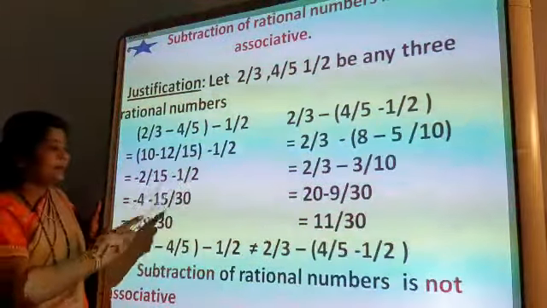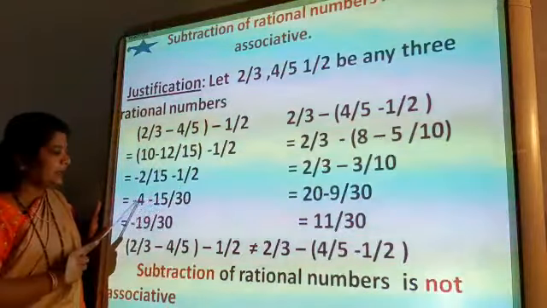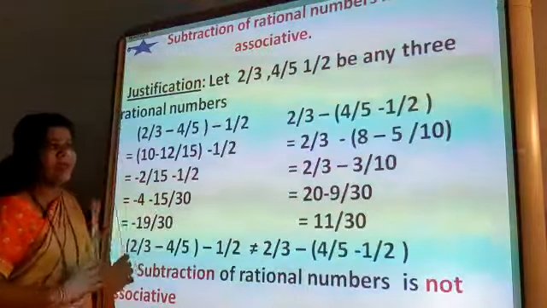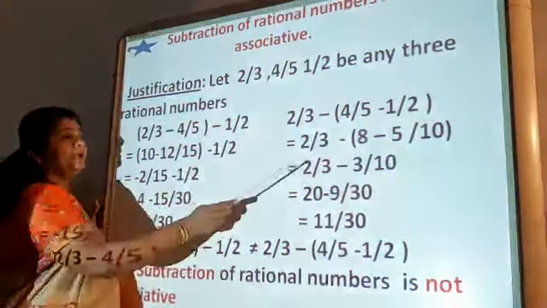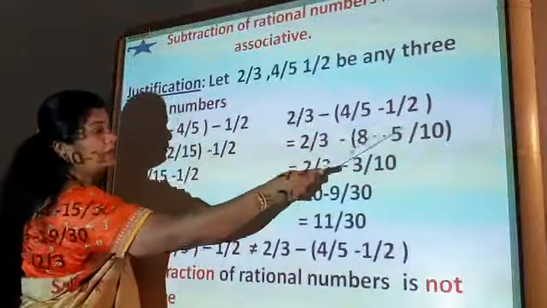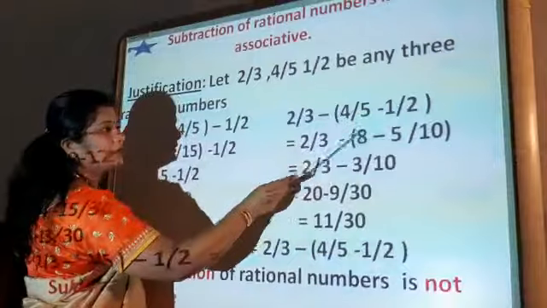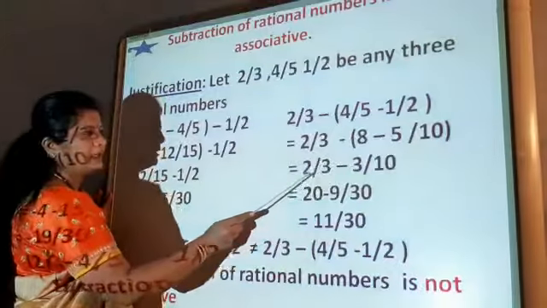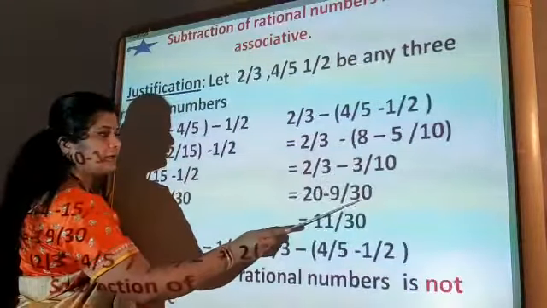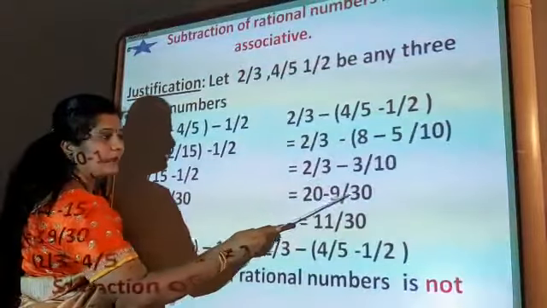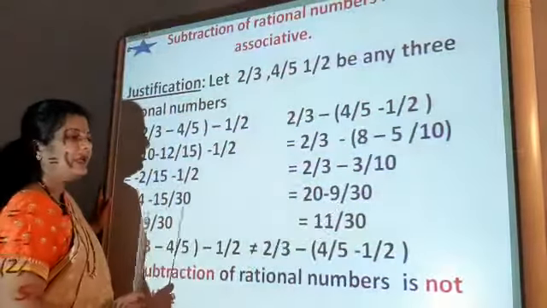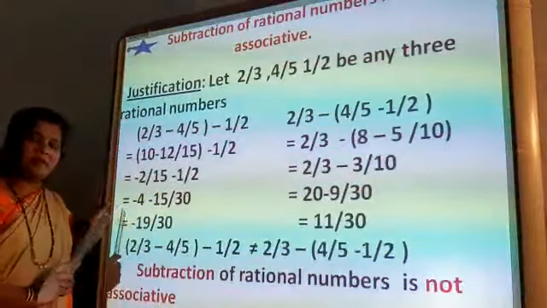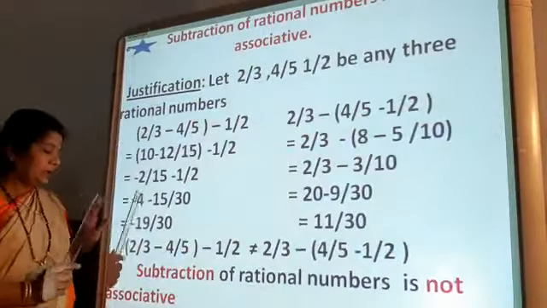So again the LCM is 30. After taking the LCM 30, it becomes minus 4 minus 15 upon 30. Both are minus, add and keep minus sign. So it is minus 19 by 30. Now in the second case, group these 4 by 5 and 1 by 2. Find the difference. LCM is 10. So this becomes 8 minus 5 upon 10. So 8 minus 5 is 3. Plus into minus is minus. Here the LCM of 3 and 10 is 30. So this is 20 minus 9 upon 30. 20 minus 9 is nothing but 11 upon 30. Because we got different answers, hence we say that subtraction of rational numbers is not associative.